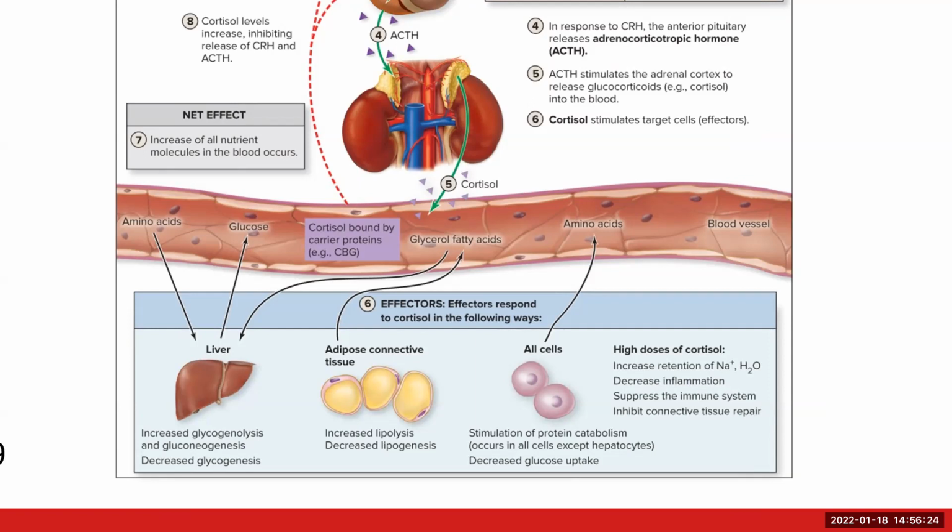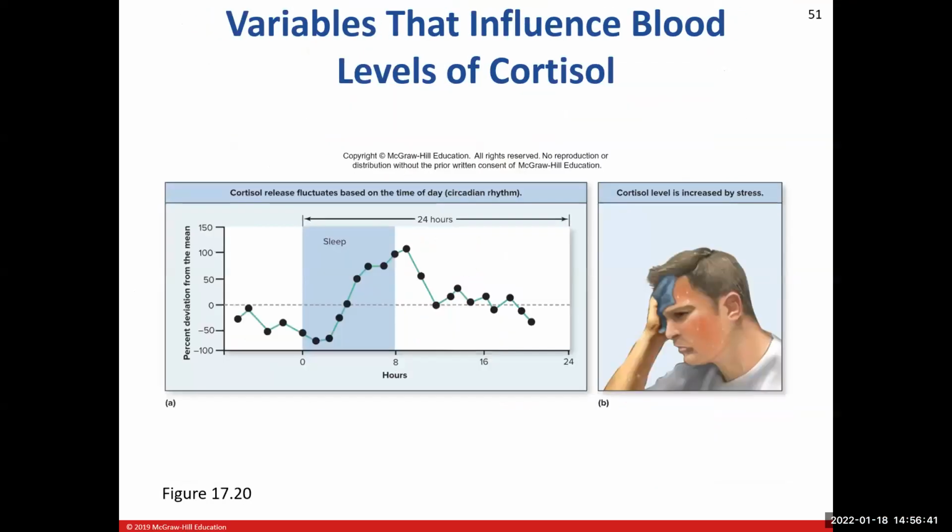That's why people on long-term steroid drugs have to be careful, because it will suppress the immune system, and because it inhibits connective tissue repair, their skin gets thinner. Folks that take topical steroid treatments over the long term have to be careful, because it can thin out their skin in that area, since it inhibits connective tissue repair.